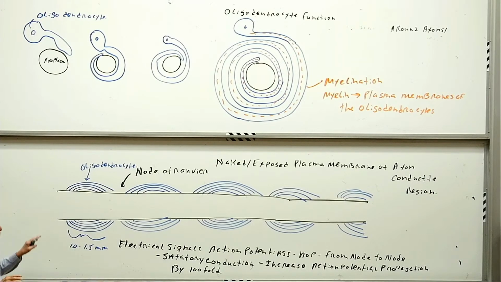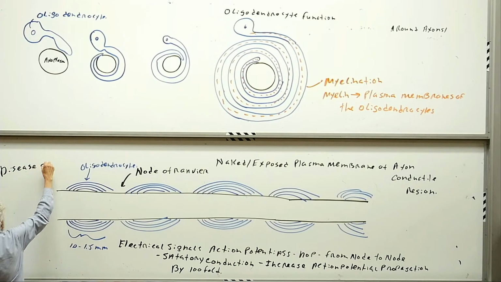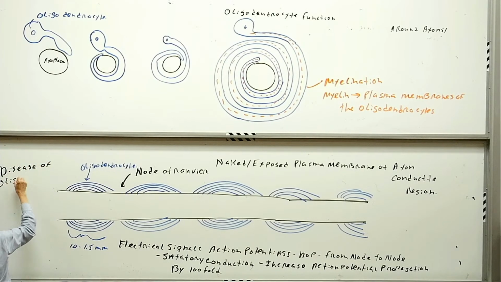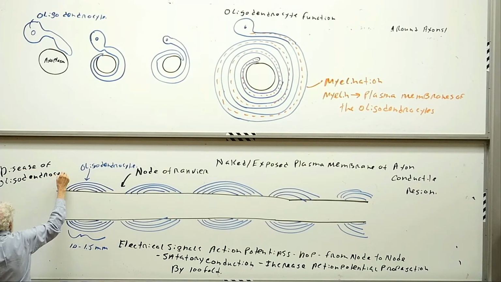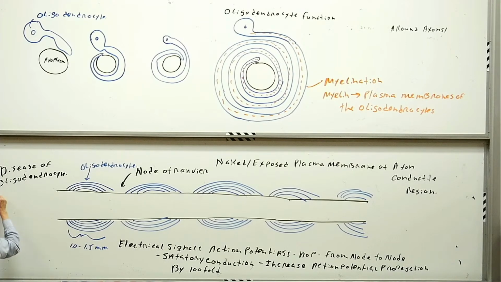Where I want to finish is that there is a disease of the oligodendrocyte. And the disease of the oligodendrocyte is one we're all too familiar with. It's called multiple sclerosis. Multiple sclerosis seems to be an autoimmune disease.